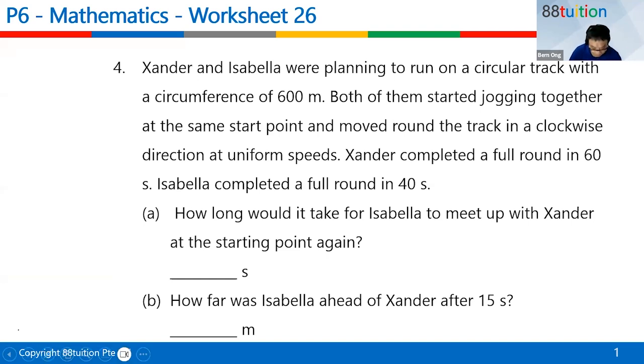So last week's worksheet, we stopped at question number 3. Let's continue with question number 4. What do we have down here? Xander and Isabella were planning to run on a circular track with a circumference of 600 meters.